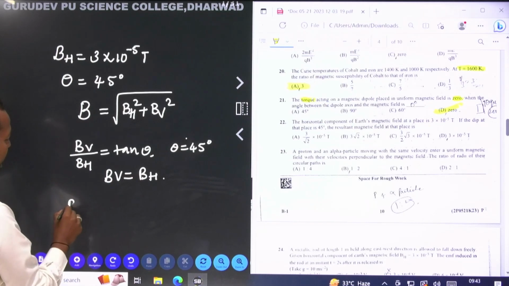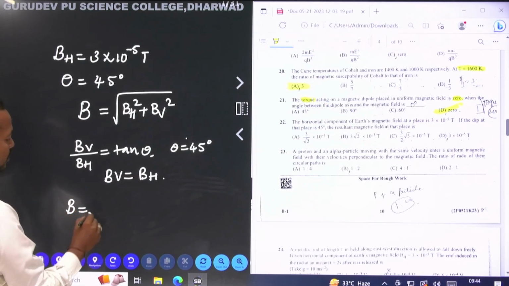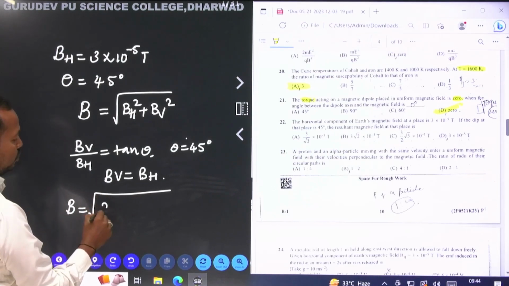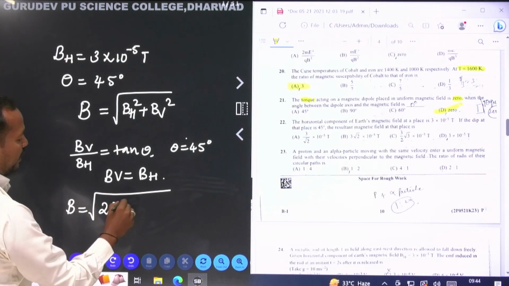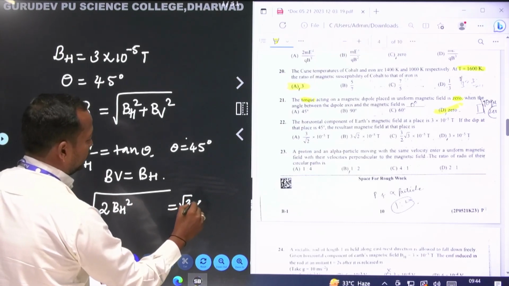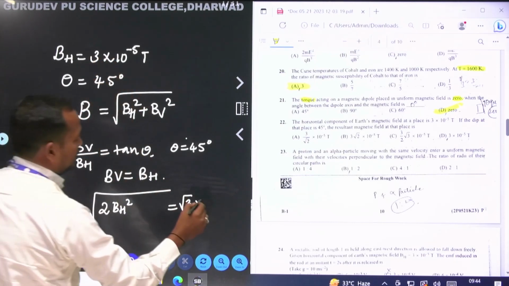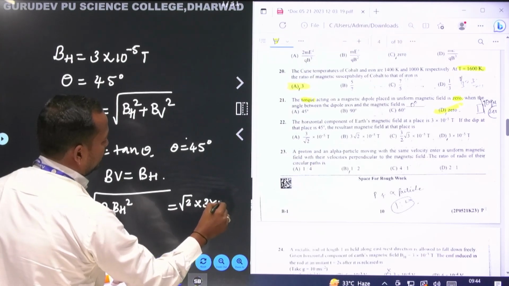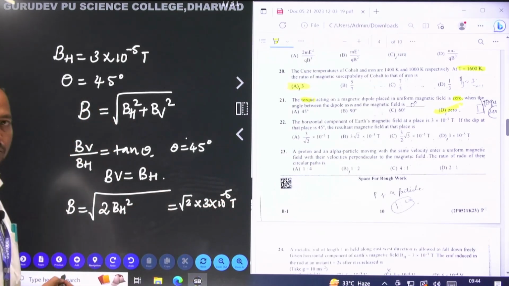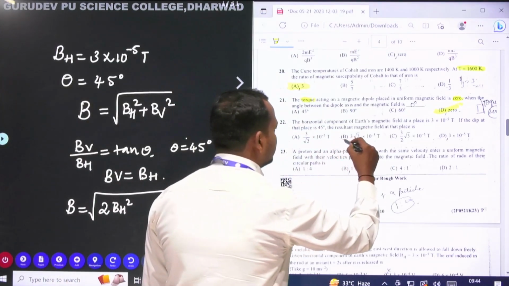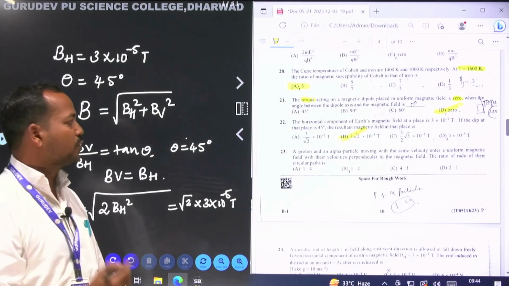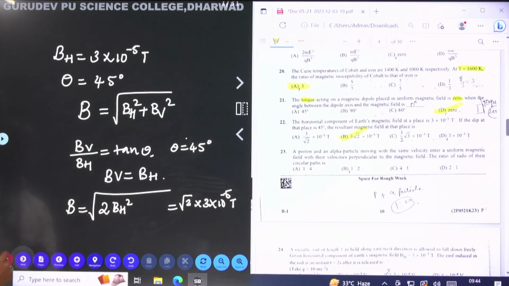Therefore the resultant magnetic field is equal to under root of 2BH square, as BV equals BH, which can be written as under root of 2 into the original value of BH, that is 3 into 10 to the power of minus 5 Tesla. So this is the answer. Option B is correct for question number 22. Now we will move to the next question, that is 23.